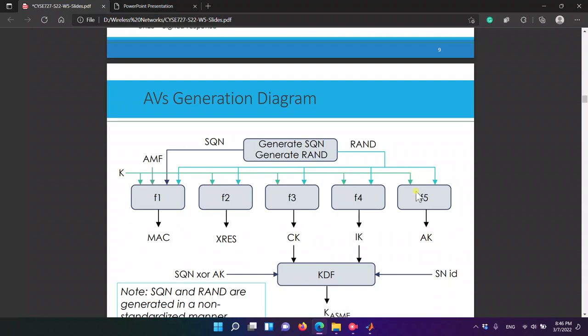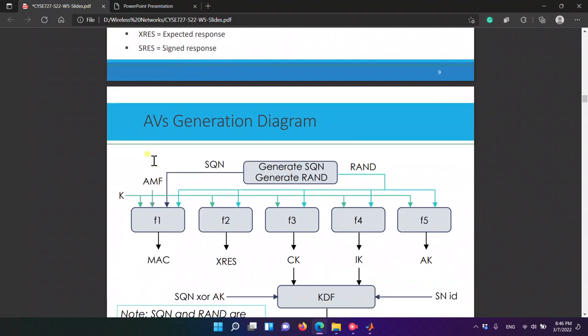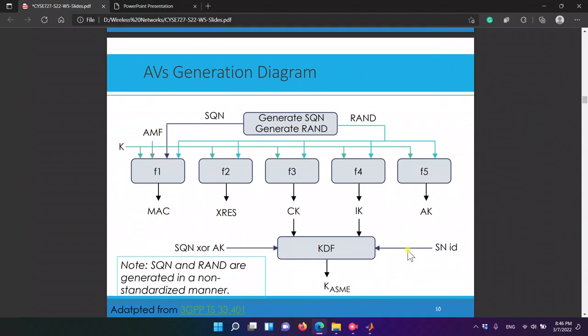Oh, the key is also an input to all the functions. So the difference here is the sequence number and the AMF, the authentication management field, they generate the MAC, and the key and the random number generate the expected response, and they also use function 3 to generate the cipher key, and they generate the integrity key, and they generate the authentication anonymity key.